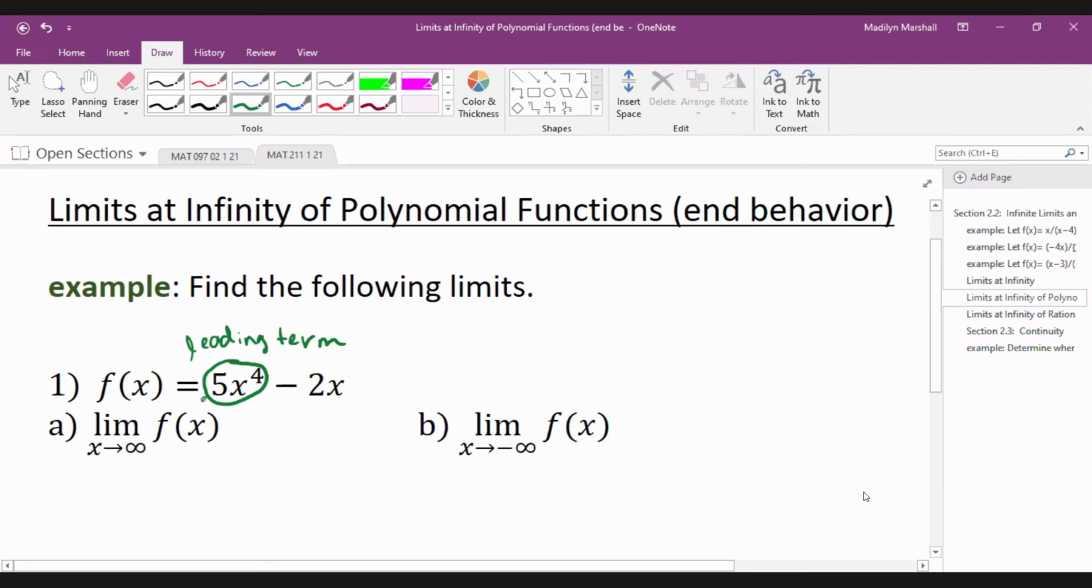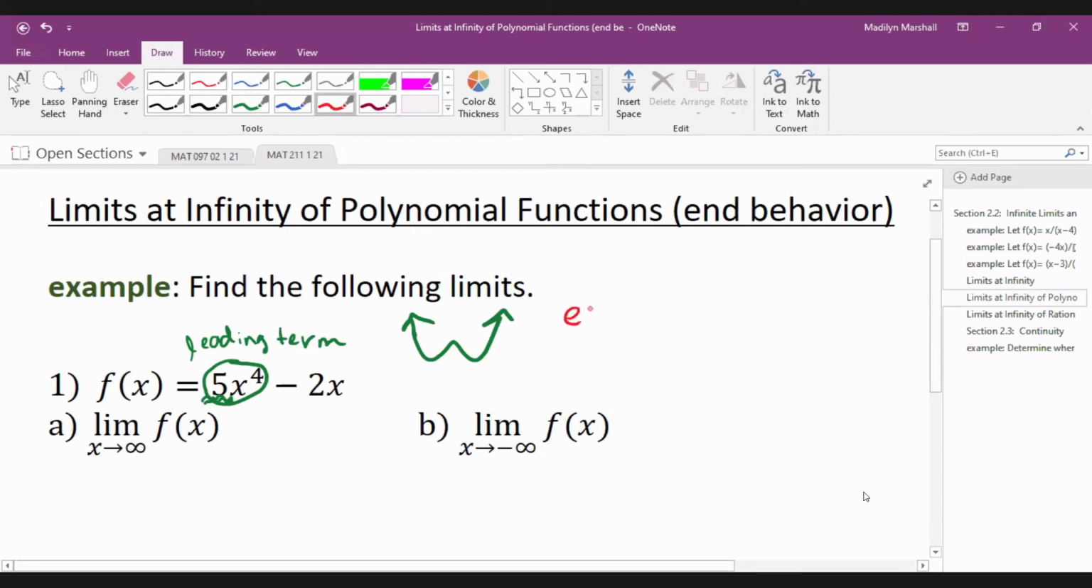So if we have a positive number in front of our leading term, a positive leading coefficient, does that mean that both ends are going up or both ends are going down? Up. Yes, exactly. So that is all we need to know. It's going to be something like this. Fourth degree has a maximum of 3 turns, but all that we really care about is that both ends are going up.